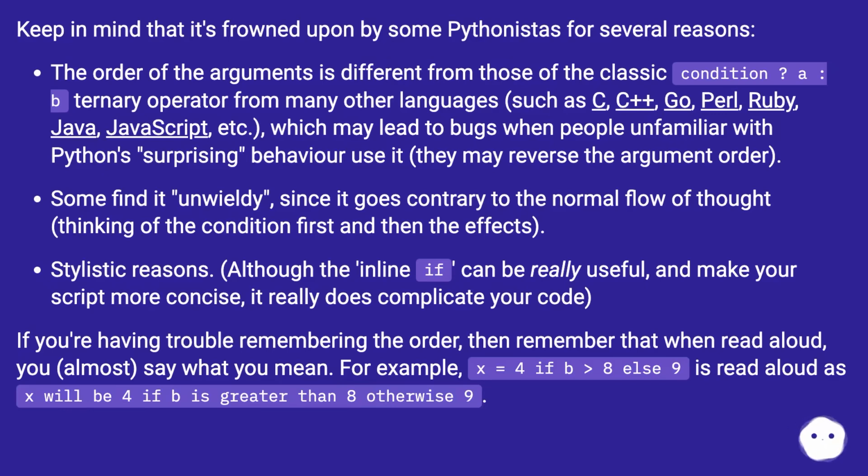Some find it unwieldy, since it goes contrary to the normal flow of thought, thinking of the condition first and then the effects. Stylistic reasons. Although the inline if can be really useful and make your script more concise, it really does complicate your code. If you're having trouble remembering the order, then remember that when read aloud, you almost say what you mean. For example, x = 4 if b > 8 else 9 is read aloud as x will be 4 if b is greater than 8 otherwise 9.